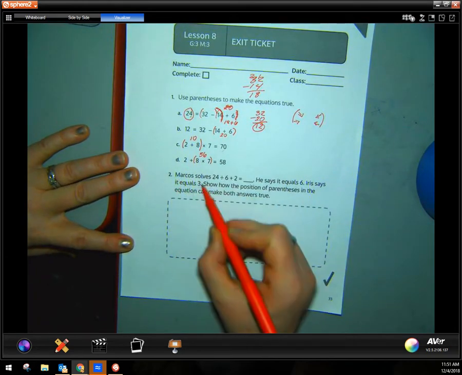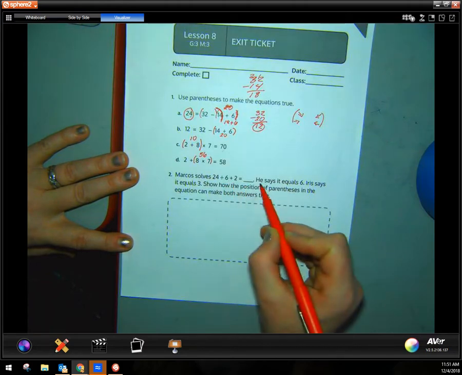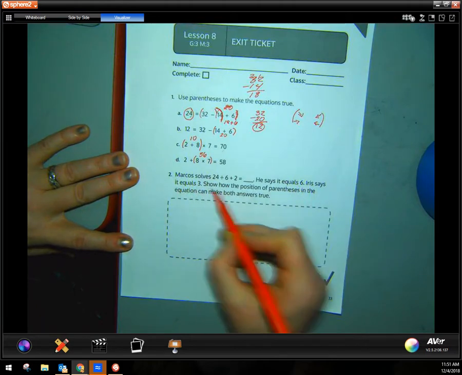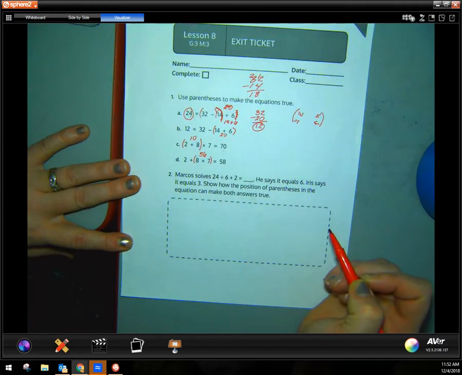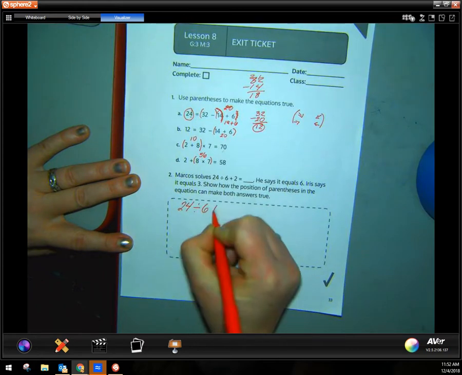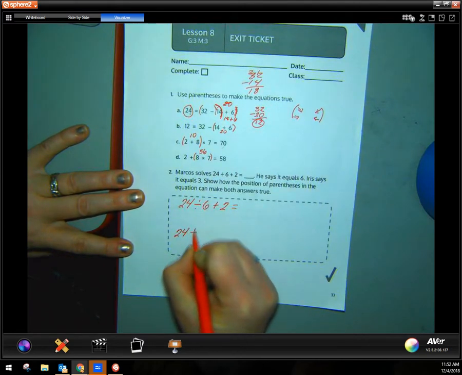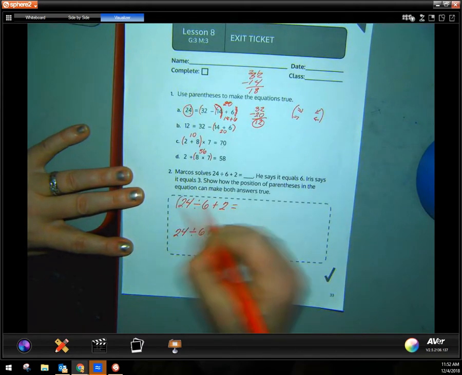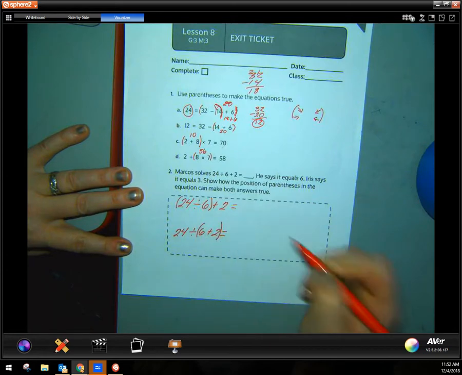Down here it says Marcus solves 24 divided by 6 plus 2, he says it equals 6. Iris says it equals 3. Show how the position of parentheses in the equation can make both answers true. So they want us to show this problem 2 different ways. You're going to write 24 divided by 6 plus 2. You're going to write it twice because we have to put the parentheses in 2 different places. So for this first one, let's put the parentheses here. And for the second one, let's put the parentheses here.